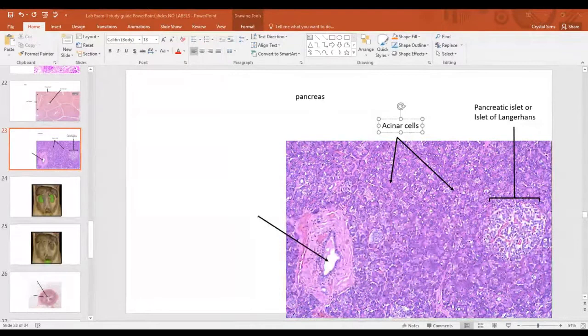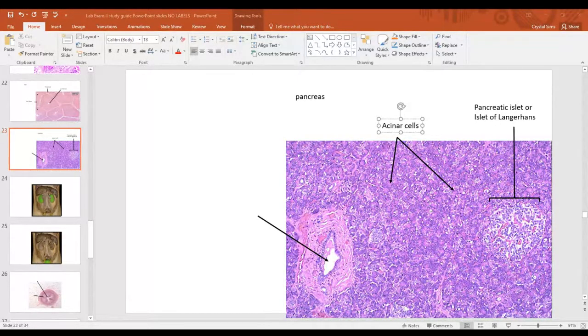Yes, that is my islet of Langerhans, or my pancreatic islet. Okay, so let me bring this over here. So that is the pancreatic islet, or the islet of Langerhans. What you're looking for here is that it's going to be lighter than the surrounding area. It's going to have some white spaces within it. It's not going to be a solid structure. So that's what you're looking for on that one.